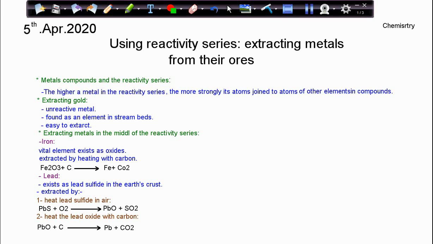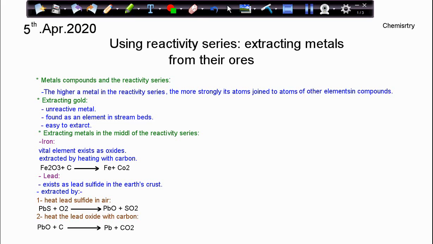Today we will learn about using the reactivity series to extract metals from their ores. Let's talk about the reactivity series and what we have learned about it. We said previously that the reactivity series is a list of metals in order of how vigorous their reactions are, and we said the most reactive metals are in group 1 and group 2 elements.